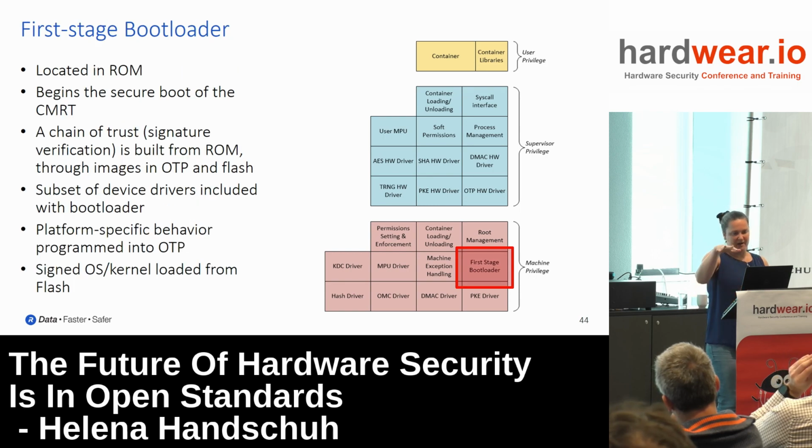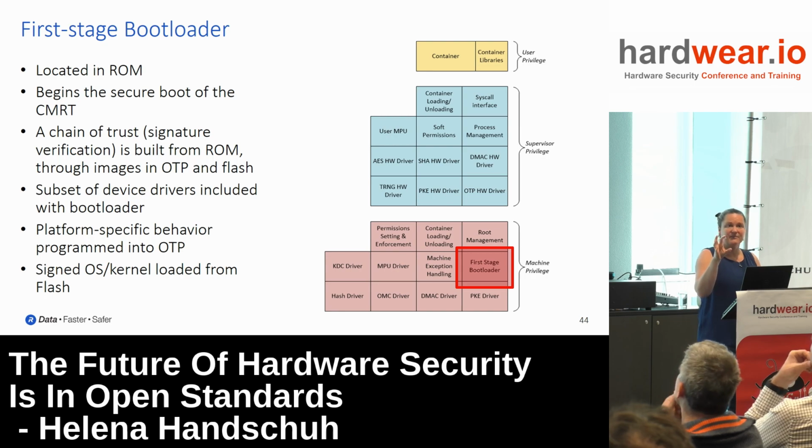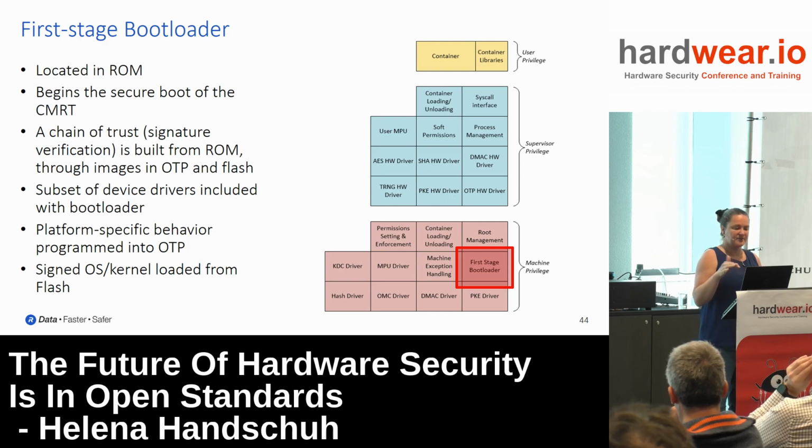Okay, so bottom level, first stage bootloader comes out of ROM. It begins the secure boot for the root of trust. It's a chain of trust with signature verification built from ROM through images and OTP and flash. So what you do is you come out of ROM, you specifically configure things specific to this device in the OTP, and then all the signature verification is done on the flash parts once you start loading code out of flash to continue booting up.